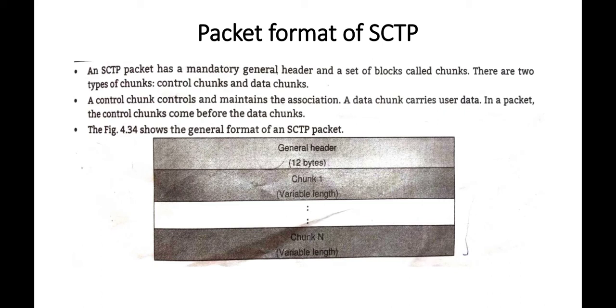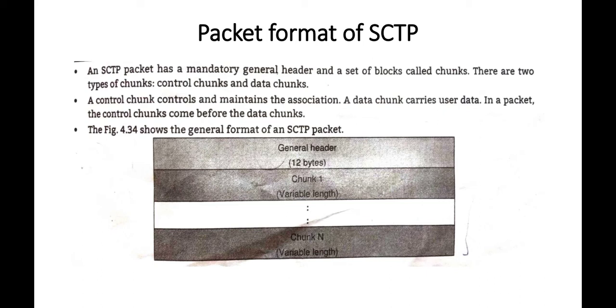In a packet, the control chunks come before the data chunks. The control chunk comes first because all the important information about the connection, about the association, is present in it. So that's why control chunks come before the data chunks, and the remaining ones are the data chunks.